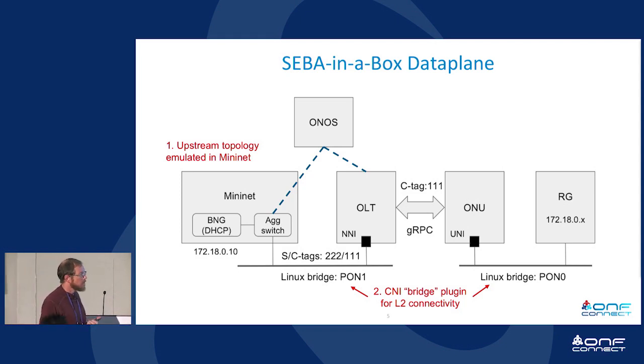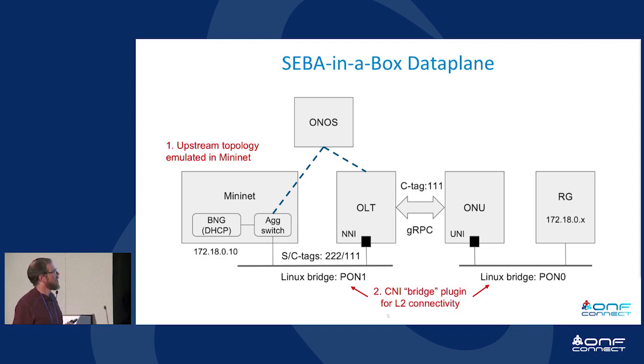the BNG. So what we do is we use the CNI plugin, the bridge plugin, which lets us create Linux bridges that containers can connect to. So we have a Linux bridge PON 0 between the RG and the ONU over on the right, and then another one between the OLT and Mininet.